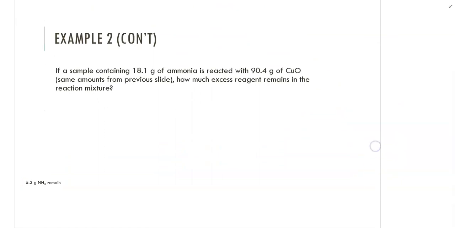To finish it off, this is the same problem from the previous slide. 18.1 grams of ammonia reacted with 90.4 grams of copper oxide. How much excess reagent remains in the reaction mixture? We recognize, remember, that this is going to be our limiting reagent, and this is going to be in excess.